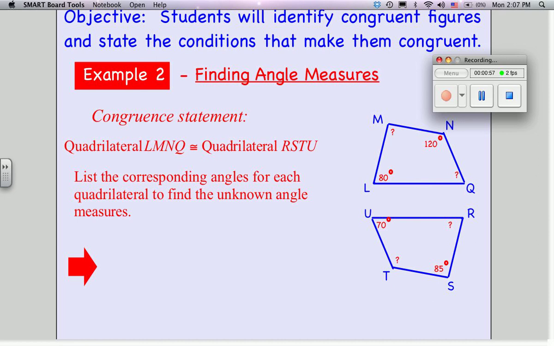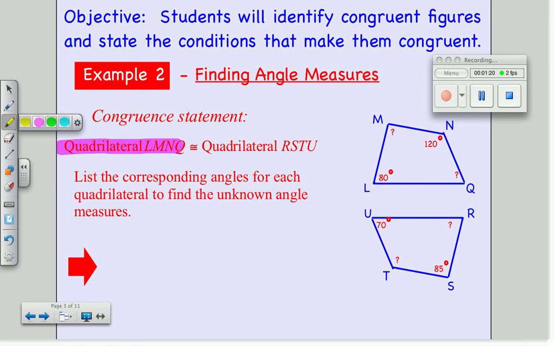Okay? So this is example 2 from your notes from the other night. So just do me a favor, because I'm sure you've taken other notes since then. If you haven't, you can just write example 2 and continue the notes. But if you have something else written, then rewrite the objective again, and then write example 2. Okay? So here's my congruent statement, stating that quadrilateral LMNQ is congruent to quadrilateral RSTU.